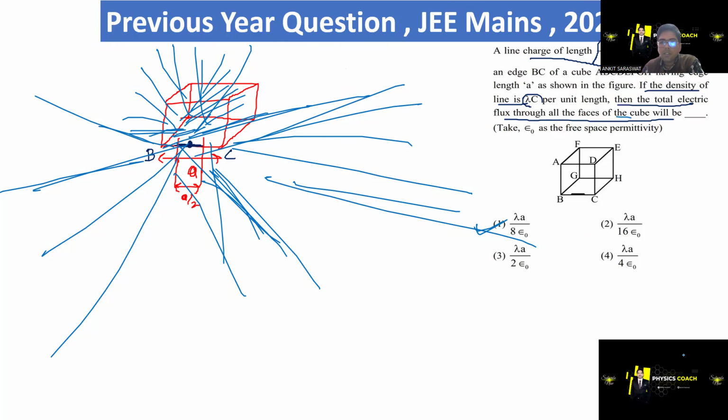Still you can ask me, but I just want to tell again, whenever you are considering a closed surface, you can consider any shape, whatever you want. But remember one thing, when you are considering a closed Gaussian surface, there should be a symmetry around this charge. Clear? Around this charge there must be a symmetry, then only it is very useful.